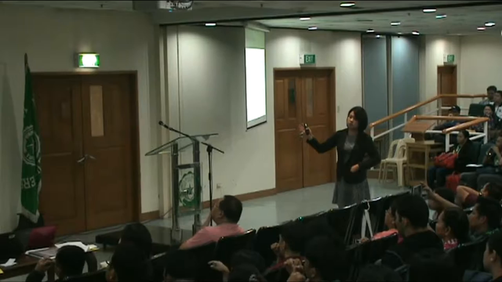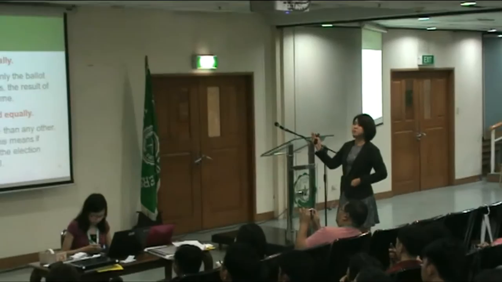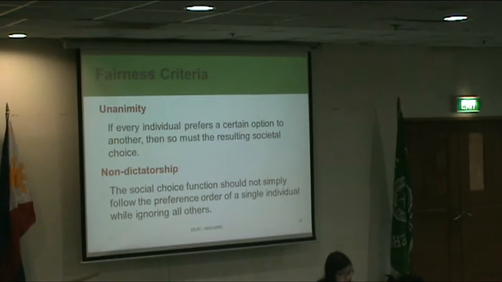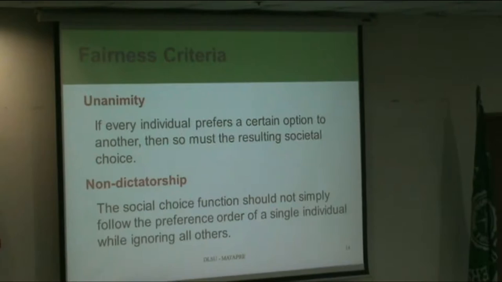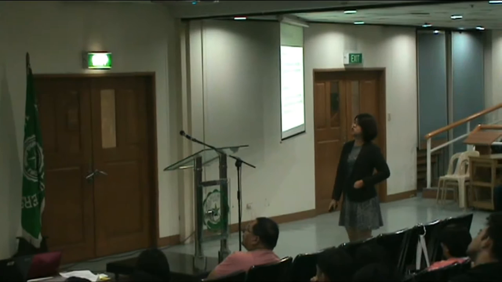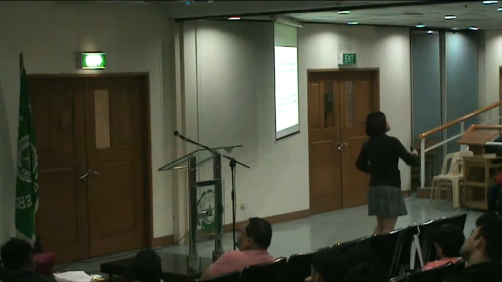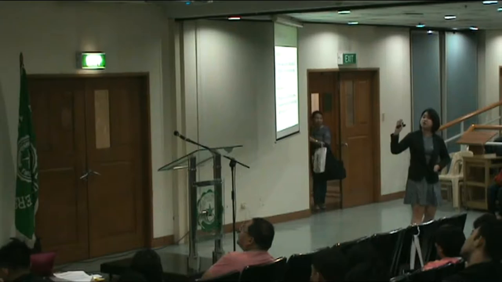All voters should be treated equally, which I think is self-explanatory, and all candidates should be treated equally. And the last two: if every individual prefers a certain option to another, then so must the resulting societal choice. For example, if every one of us would prefer candidate A, then obviously candidate A should win. And lastly, a social choice function should not simply follow the preference order of a single individual while ignoring all the others. If we follow the preference of a single individual, then we have a dictatorship. So those are the different fairness criteria.